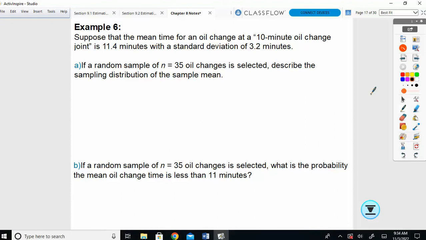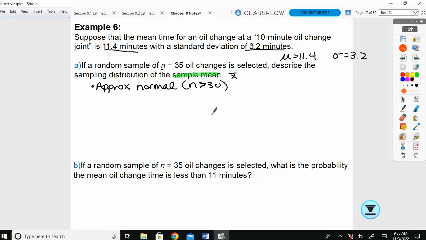All right, so suppose that the mean time for an oil change at a 10-minute oil change joint is 11.4 minutes. Standard deviation is 3.2. So that is for my original population. In a random sample of 35 oil changes, describe the sampling distribution of the sample mean. So sample mean, I'm talking about X bar. I did not tell you anywhere that this was normal, but N is bigger than 30. So I can assume it is approximately normal because my N is bigger than 30.